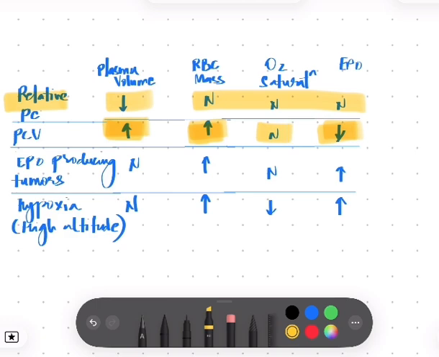O2 saturation remains normal. Polycythemia vera has a slight male preponderance, okay? And thrombosis is a complication of polycythemia vera. So to manage polycythemia vera, we would do phlebotomy to reduce the hyperviscosity and the red cell mass. You would give aspirin to prevent the risk of thrombosis.